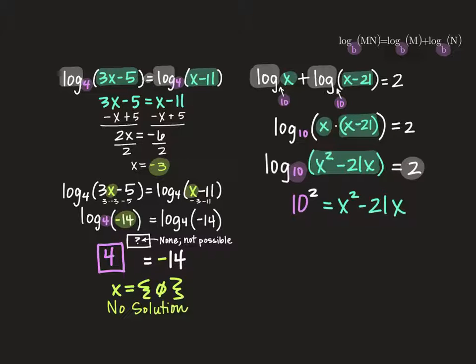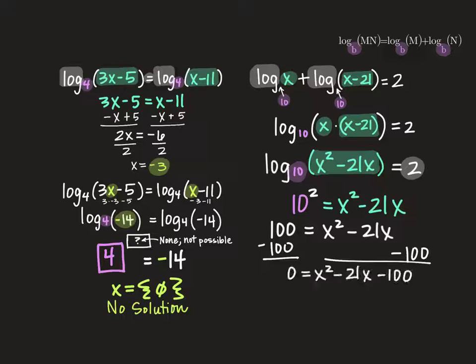Now we have a quadratic equation to solve. So I'm going to bring all the terms to the right-hand side of the equation, setting it equal to 0. And I'll solve it by factoring. And our factors of negative 100 that add up to negative 21 are negative 25 and positive 4, which give us the solutions 25 and negative 4.